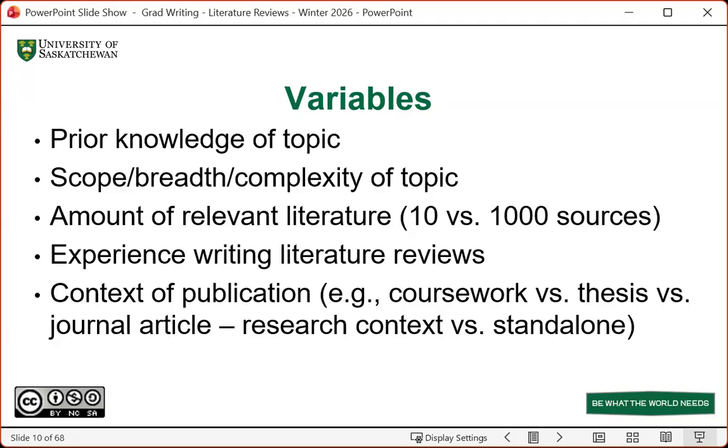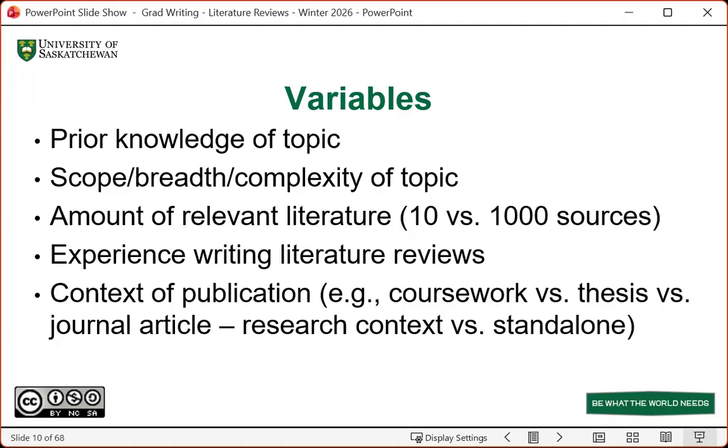And then something else to consider is the context of publication, simply because that is going to determine how much information, how much detail you're going to include in that literature review in the first place. If you're working on a thesis or a dissertation, for instance, you might have an entire chapter. So you could have 20 pages, 30 pages that constitutes your literature review.